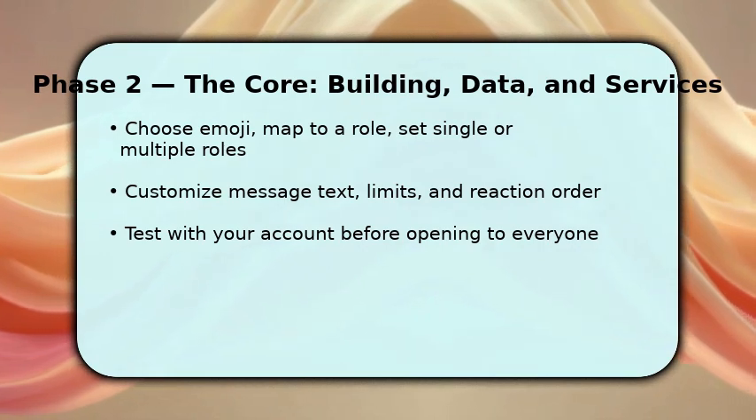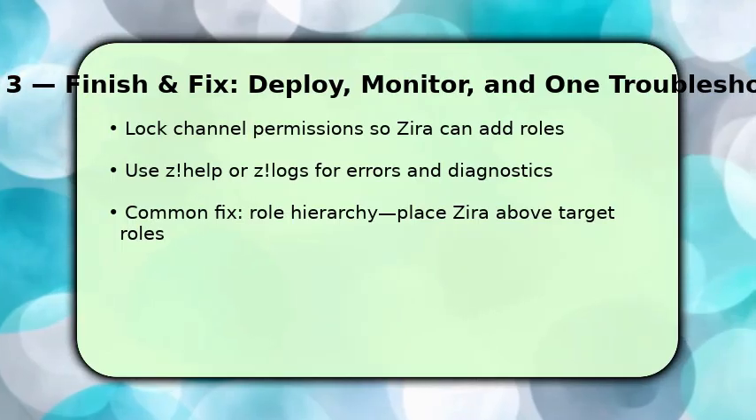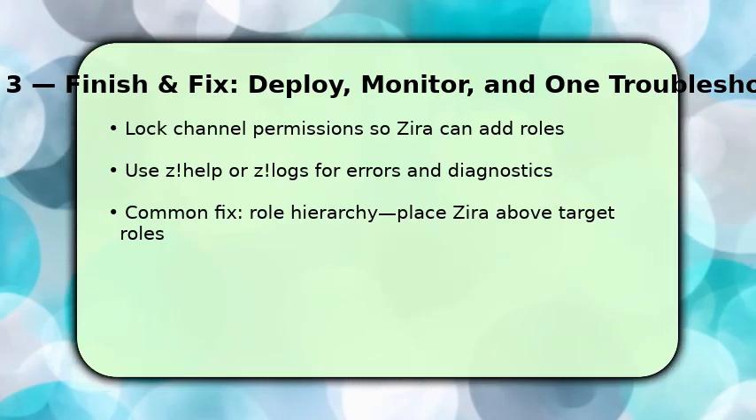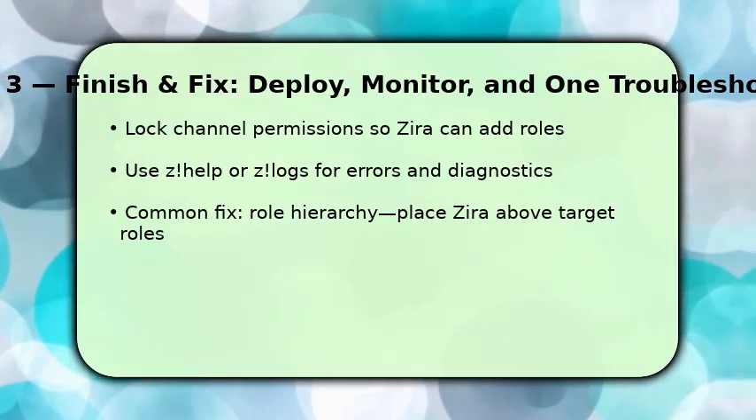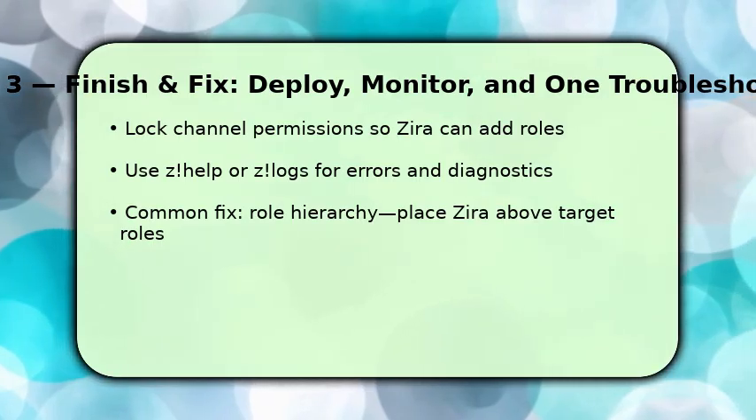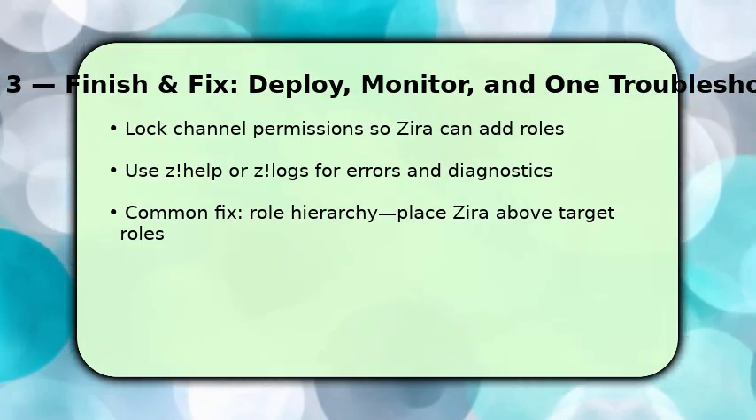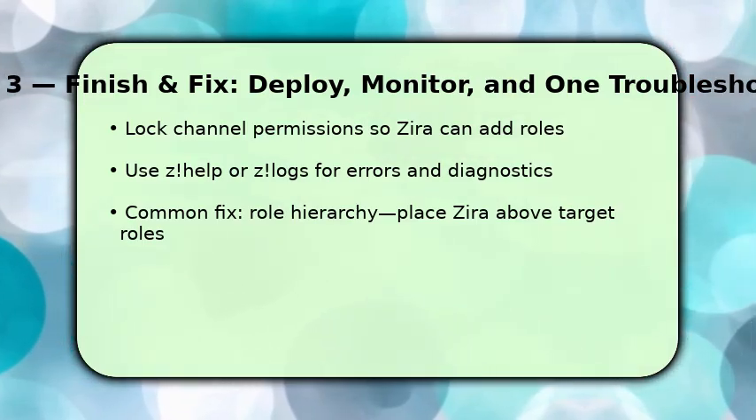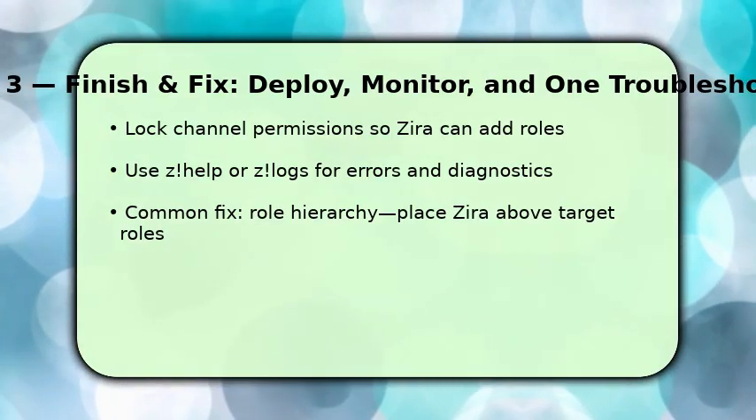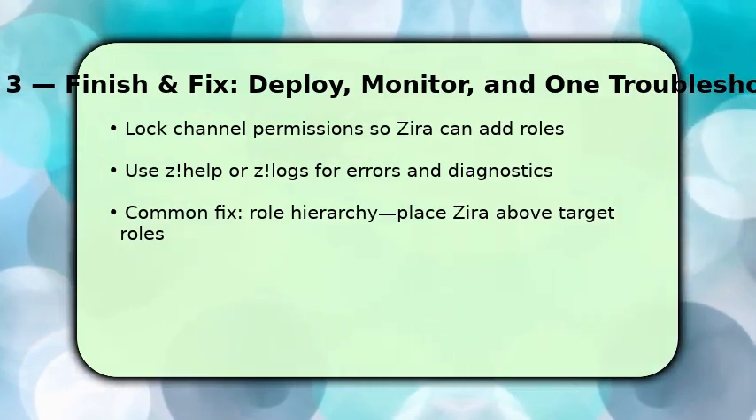To finish, lock down channel permissions so only intended messages are used for role assignment and make Zira's role higher than the roles it will assign. That hierarchy is crucial. Monitor activity and use Z, help or Z, logs to inspect errors if things go wrong. If a user doesn't receive a role, check Zira's role position, the bot's permissions, and whether the emoji used is supported. One troubleshooting tip: move Zira above the roles it must manage. Often that single change resolves most assignment failures.